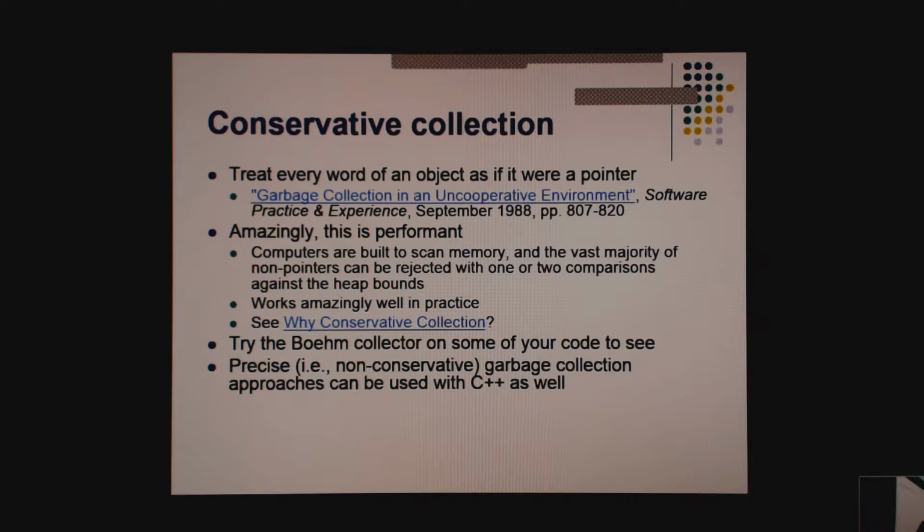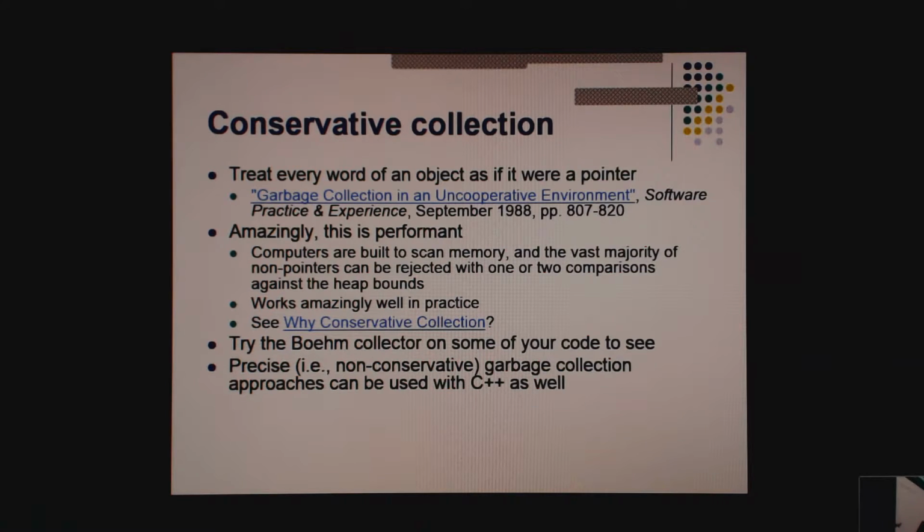What they typically do in C++ is treat every word of an object as if it were a pointer. And amazingly, this is performant. Why? Because computers scan memory very, very fast, and typically you can reject a word just by seeing if it points to the region of memory that contains your heap. So typically 3 or 4 machine instructions can be used to reject all non-pointers.